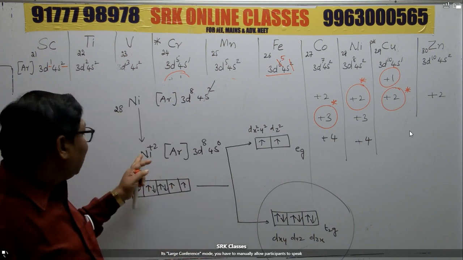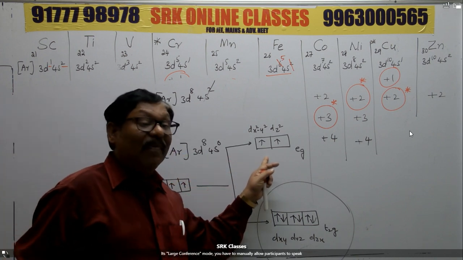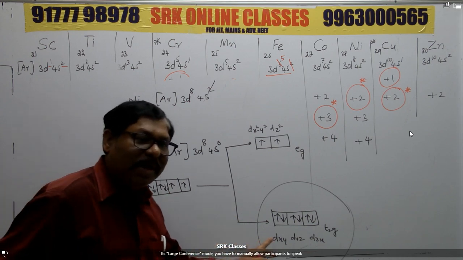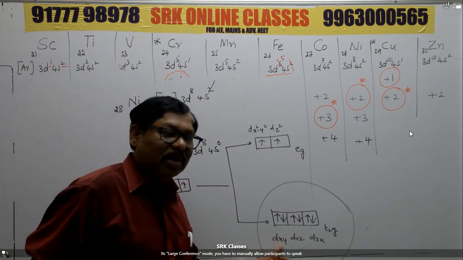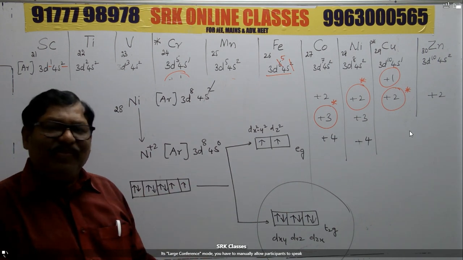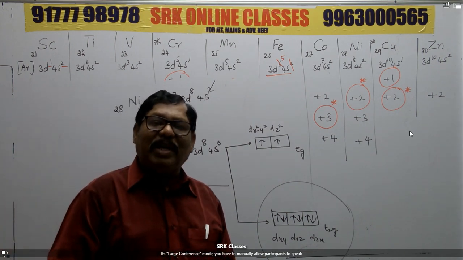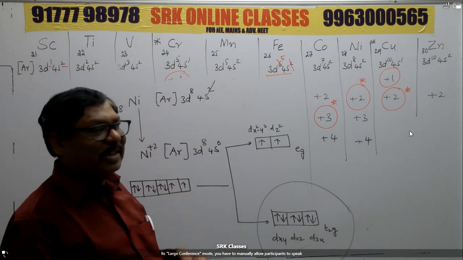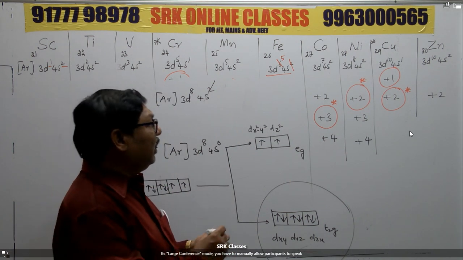Now, nickel plus 2 is stable because of what? Half-filled eg orbitals. Cobalt plus 3 is more stable due to what? Completely filled t2g orbitals. These two are abnormal, which cannot be explained on the basis of ground state electronic configuration of either nickel or cobalt. Exceptional cases are given. Now come to copper.